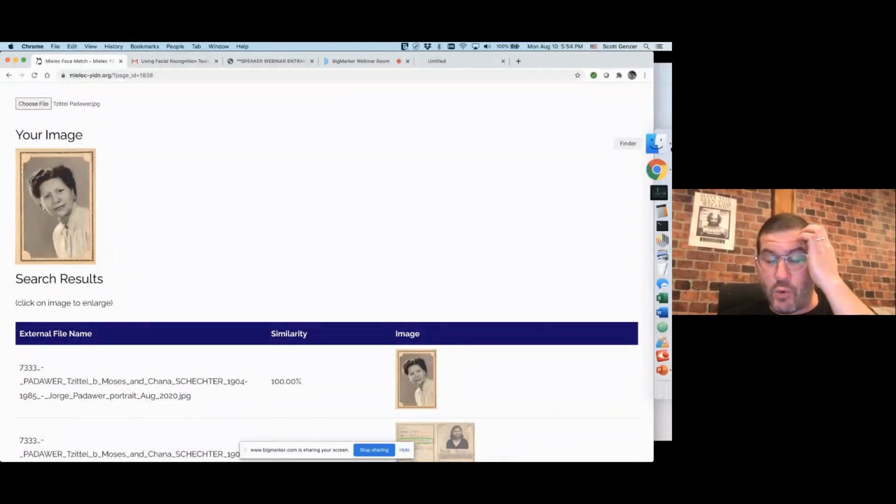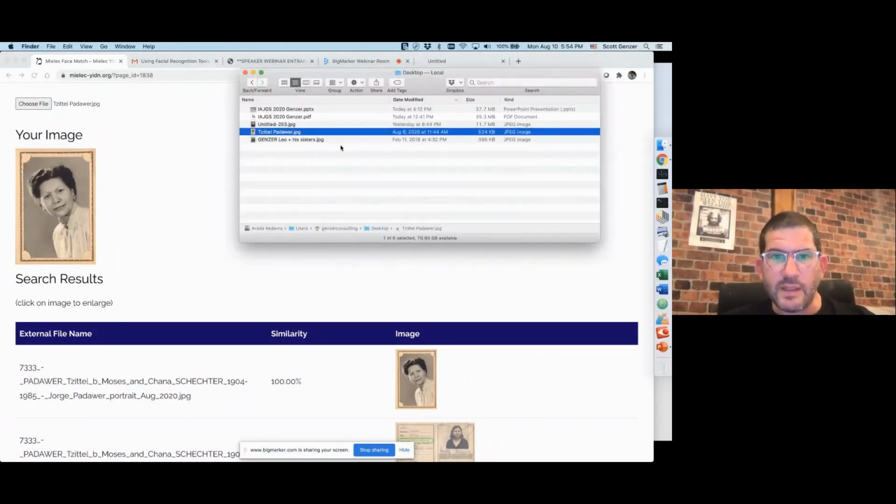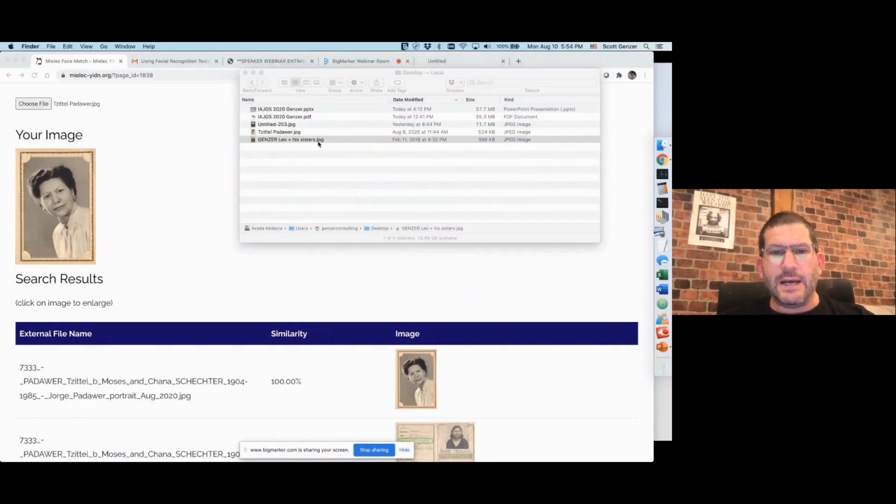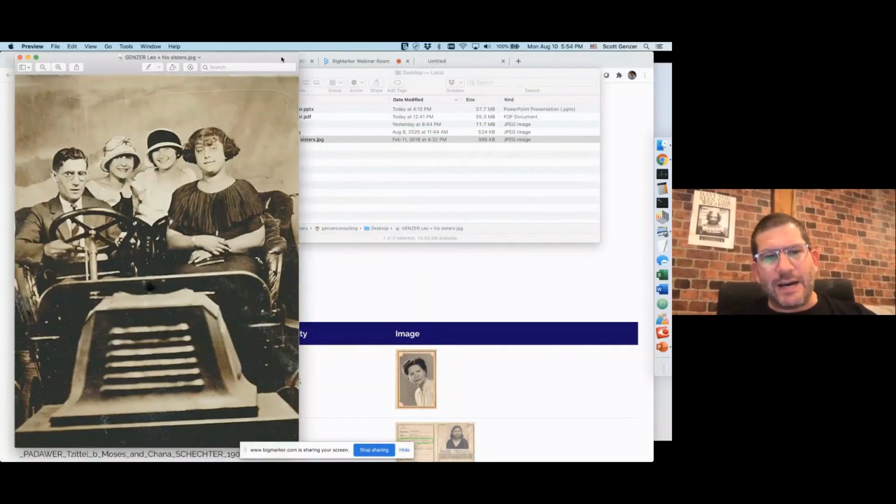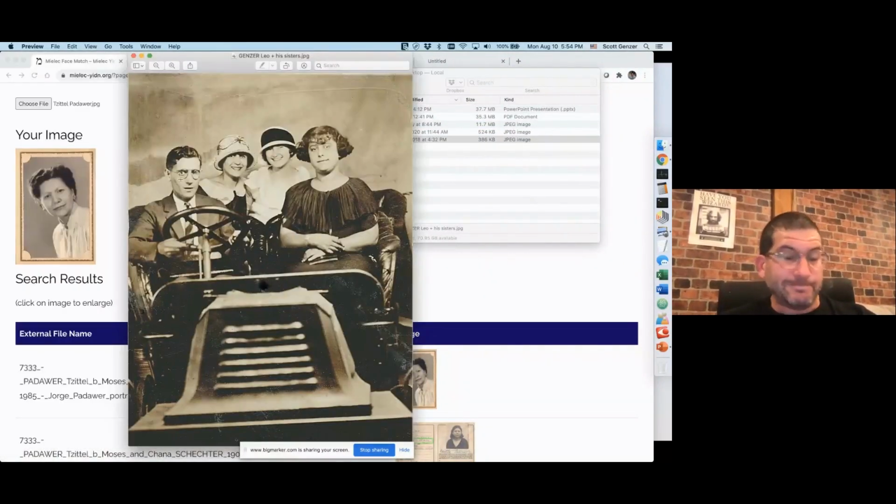I want to show you a couple more demos. I want to show you my grandfather because I just think he's sort of neat. Actually, this is a picture of my grandfather. This is Leo Genzer. And these are his 3 sisters who all came from Mielitz. So this is Leo. These are his 3 sisters.